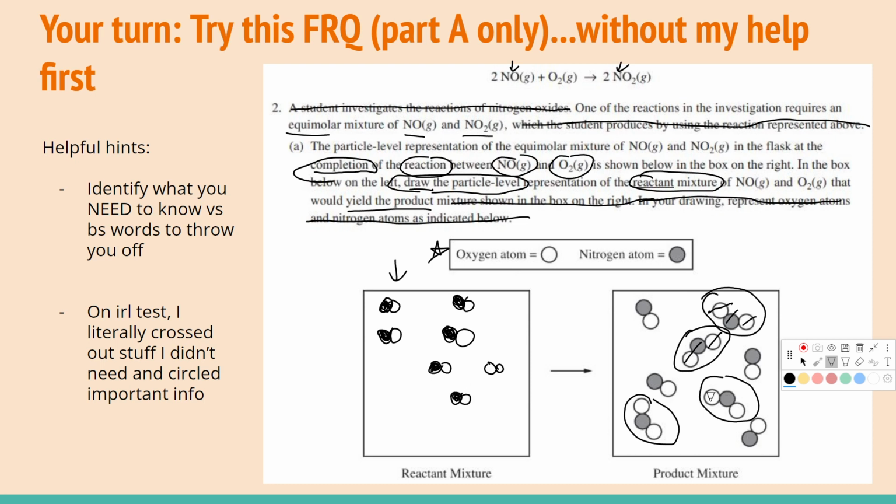And then I could do an oxygen O2 from here and here. And then I can do an NO from this nitrogen and this oxygen. And then I can have an NO from here and here.